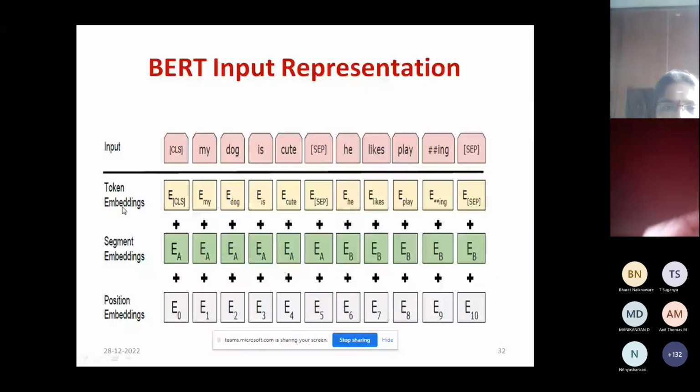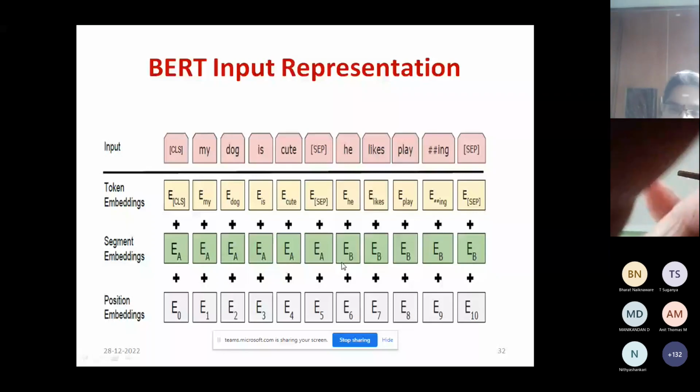This is sentence 1. This is sentence 2. So they label them as segments. For example, this is segment A, this is segment B. This kind of embedding is done in segment embeddings. Instead of A and B, they make it 0, 1, 2, 3.